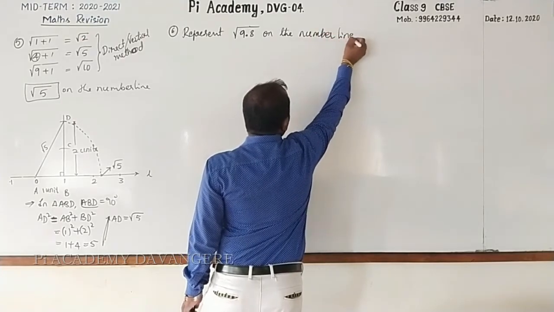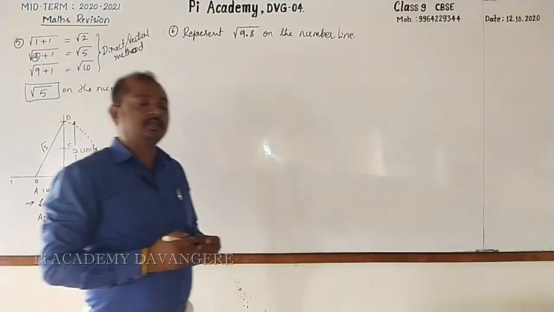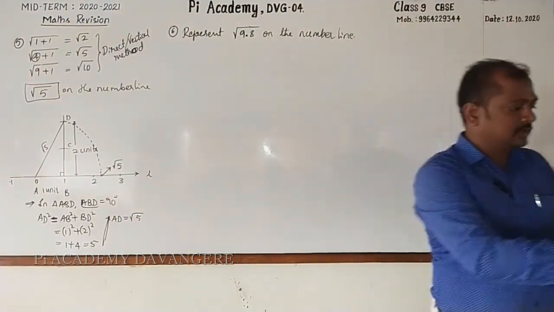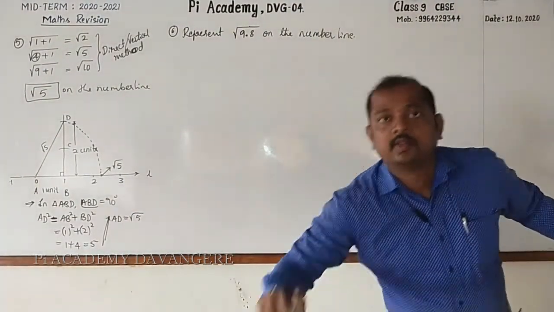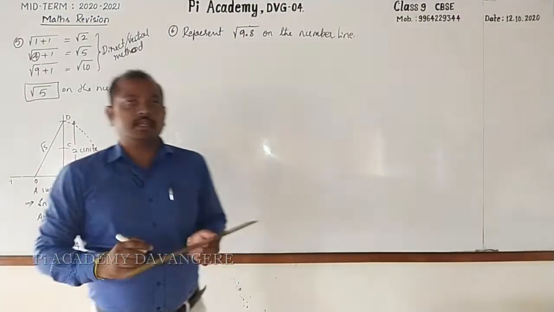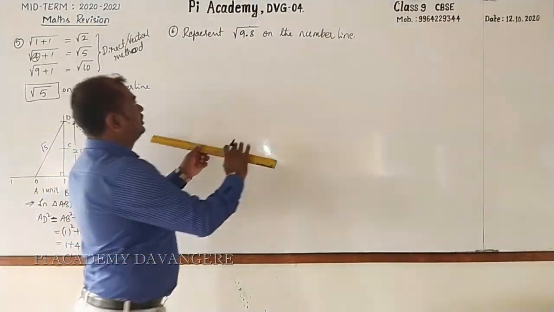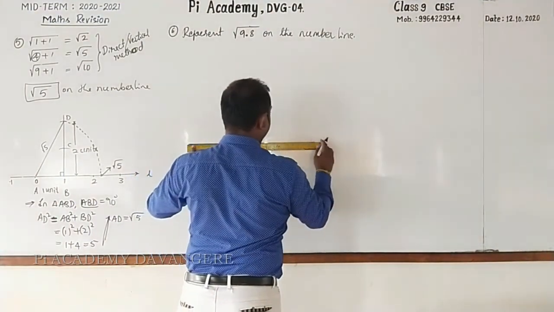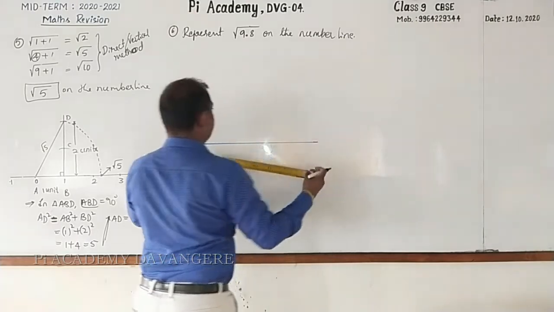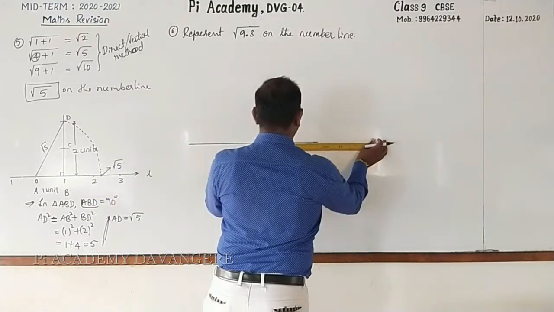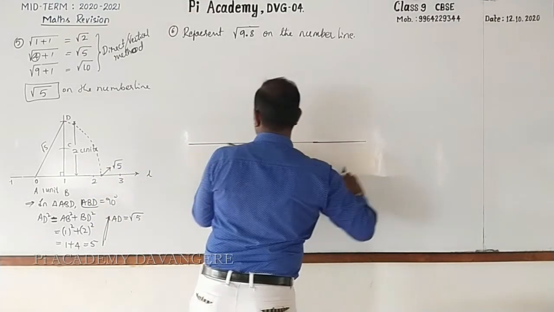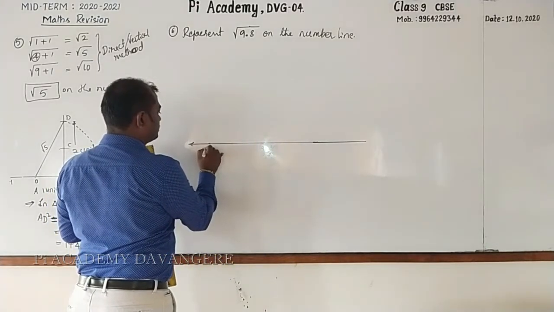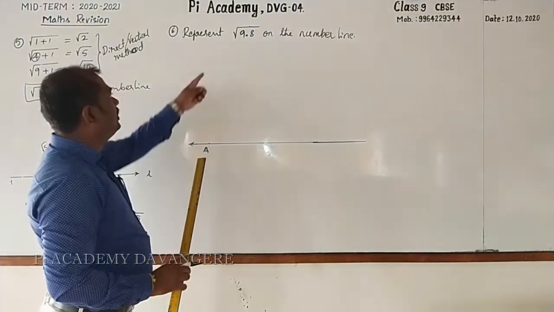This is also very simple. Even sometimes they will ask you to verify with calculation. Let me tell you that. Take scale and pencil. First, draw a straight line. Next, mark a point at one end. Here, I am marking this point. You may call this point as A.